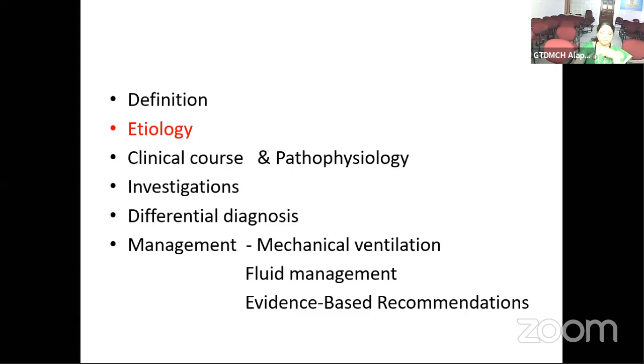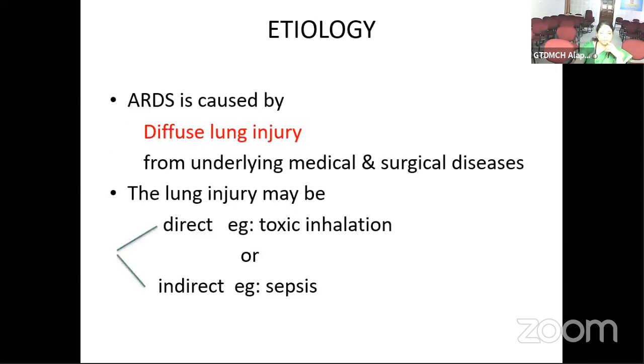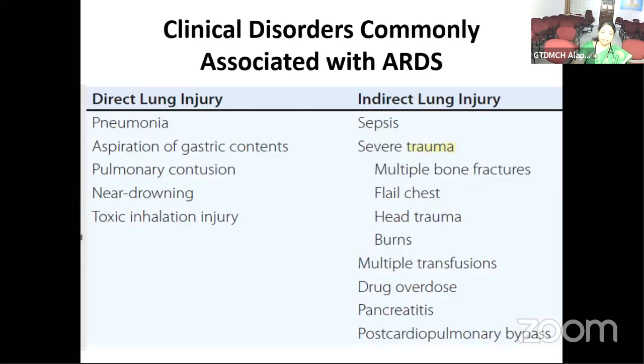Okay, so now we are going to the etiology. ARDS is caused by a diffuse lung injury from underlying medical and surgical diseases. This lung injury may be due to a direct injury, as in toxic inhalation, or an indirect injury, as in sepsis. So these are some of the etiologies associated with ARDS. Some are associated with direct lung injury, some with indirect lung injury.